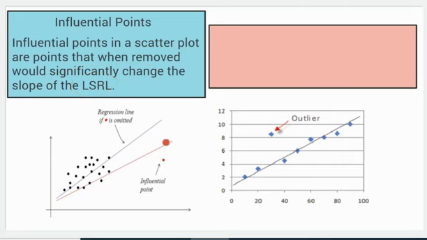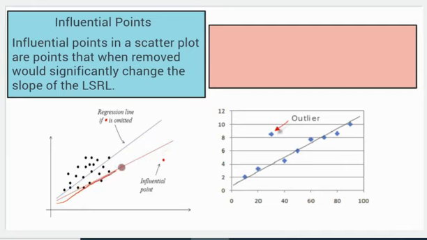So if we take a look at this picture right here, this scatter plot, here's all of our points. And let's look at this point in particular. This point has leverage because it is an outlier in the x direction. It is an outlier in the horizontal direction. So it does have leverage, but it is also influential. And the reason why we say it's influential is because of what it does to the line of best fit.